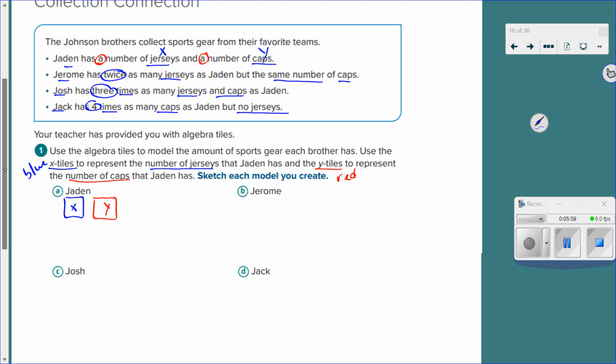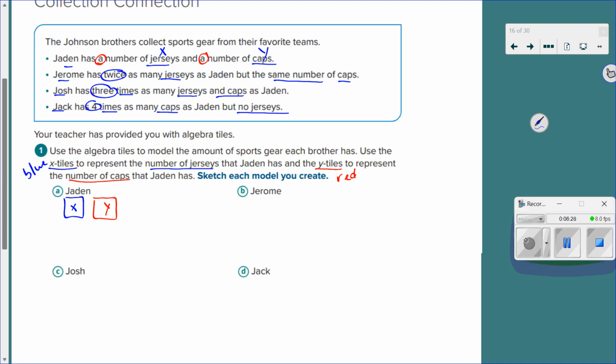So now that we've established what Jaden has, all the rest of them, Jerome, Josh, and Jack, are based off of what Jaden has. So read what it says, and you should be able to now model and then write your models onto the paper. Everybody understand what we're doing? So one person at the table should be in control of the tiles and draw the model. The rest of you will be able to copy it on your sheet.